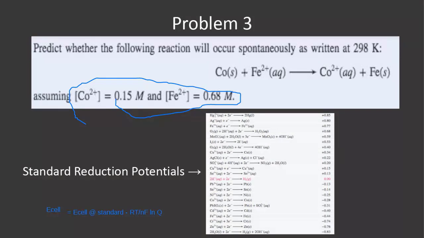Okay, so very similar to our last problem. Again, we have to find the E cell at standard conditions first. This table is kind of small. Let's see. Which one is our reduction, cobalt or iron? Yeah, this is going to be at our cathode. I like to label it so I know I'm putting it into the equation correctly. So let's find our cathode.